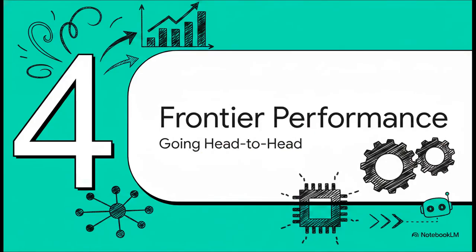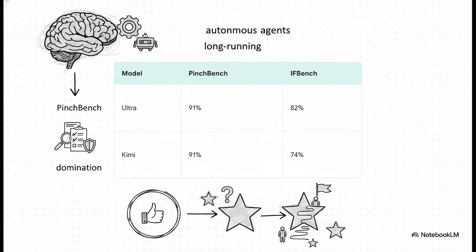Moving right along to Section 4, Frontier Performance and Benchmarks, going head-to-head. Nemotron 3 Ultra goes right up against massive frontier models like Kimi K2.6 and GLM 5.1. But look closely at where Ultra really shines. It hits 91% on PinchBench for agent productivity and 82% on IFBench for instruction following. It is completely optimized for the exact skills an agent needs to actually get its job done.